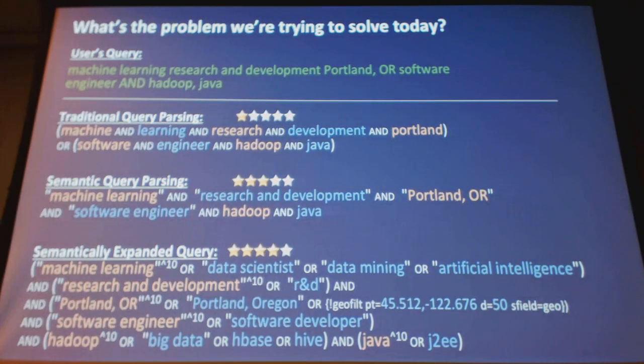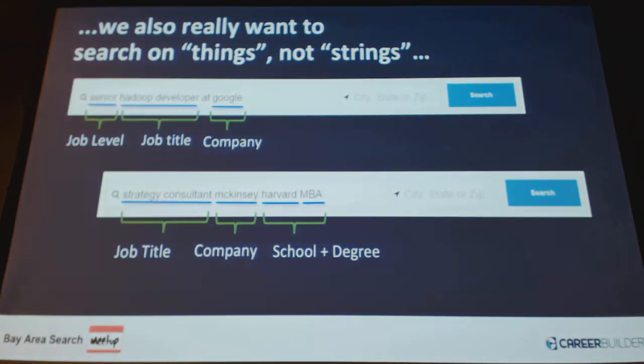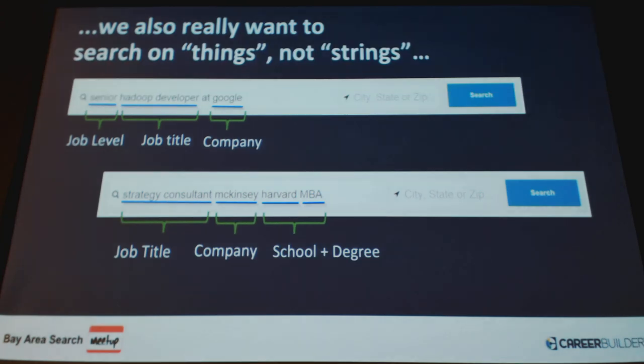In addition to just parsing this out as phrases and expanding it out, it's also important to know that we want to search on things, not strings. So in this case, I might parse it out as senior Hadoop developer at Google, but what I really want to know is that senior is a job level designator, Hadoop developer is a job title, and Google's a company. Or that, strategy consultant, McKinsey, Harvard MBA, that Harvard MBA is a school and degree combination, and that McKinsey's a company, and strategy consultant is some form of a job title.